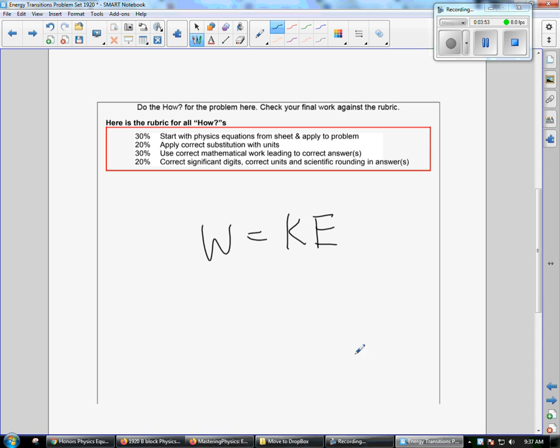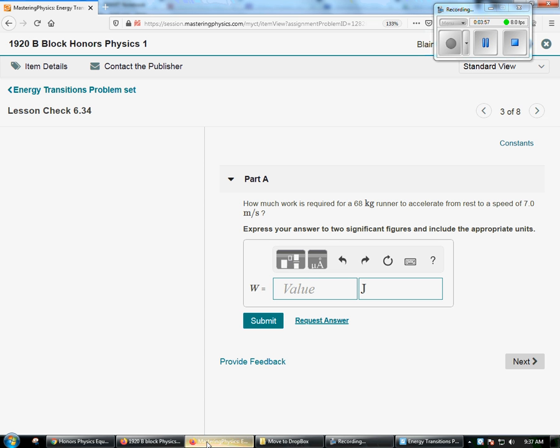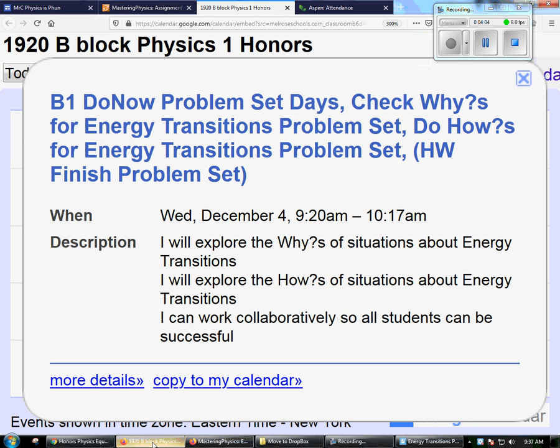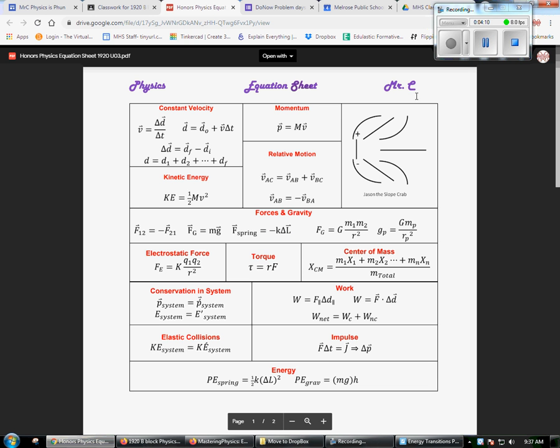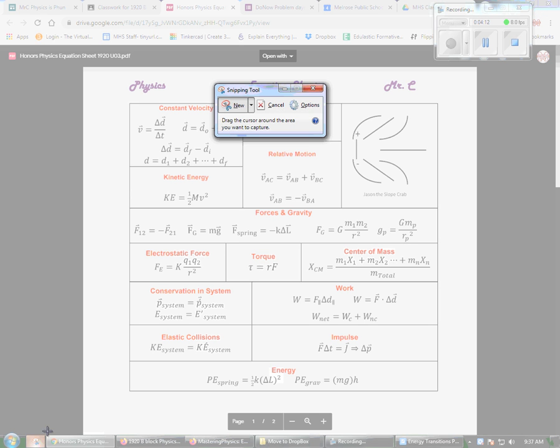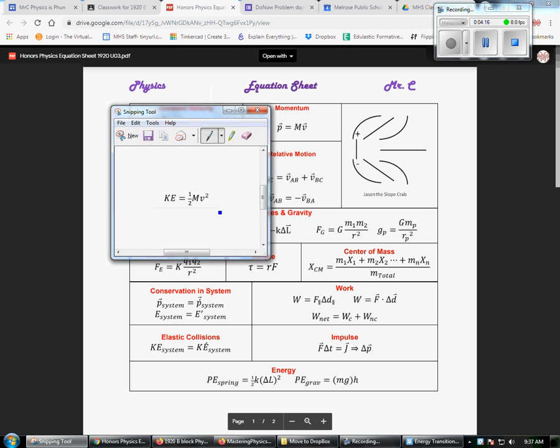So maybe I should grab something for work. Well, let's see. Let's go back and look at the problem. How much work is required? Okay, so I don't even need an equation for work. I just need my equation for kinetic energy, which I can grab from here, right? Grab my kinetic energy equation here.